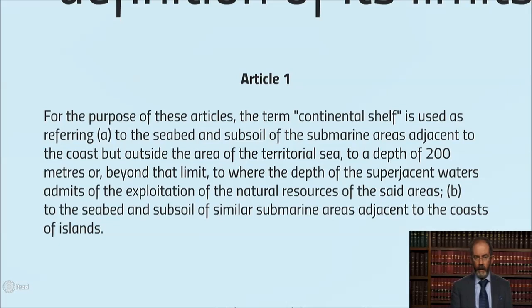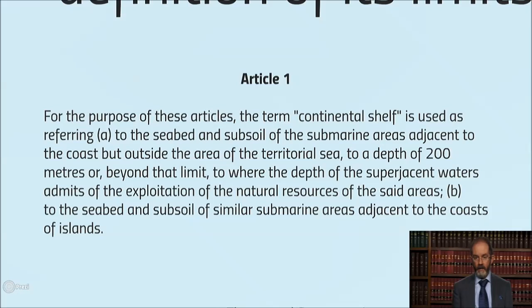So Article 1 of the Convention said, for the purposes of these articles, the term continental shelf is used as referring A, to the seabed and subsoil of the submarine areas adjacent to the coast but outside the area of the territorial sea, to a depth of 200 metres. So that's an isobath, a line joining points of equal depth, the 200-metre isobath, or beyond that limit to where the depth of the superjacent waters, the waters above, admit of the exploitation of the natural resources of said areas, and to the seabed and subsoil of similar submarine areas adjacent to the coast of islands.